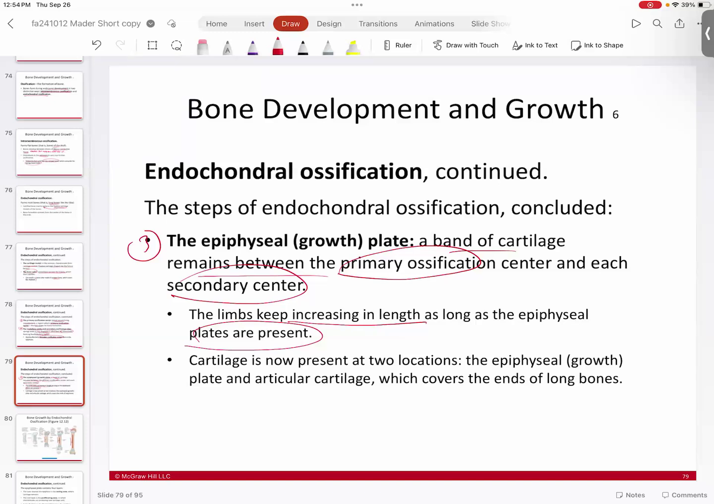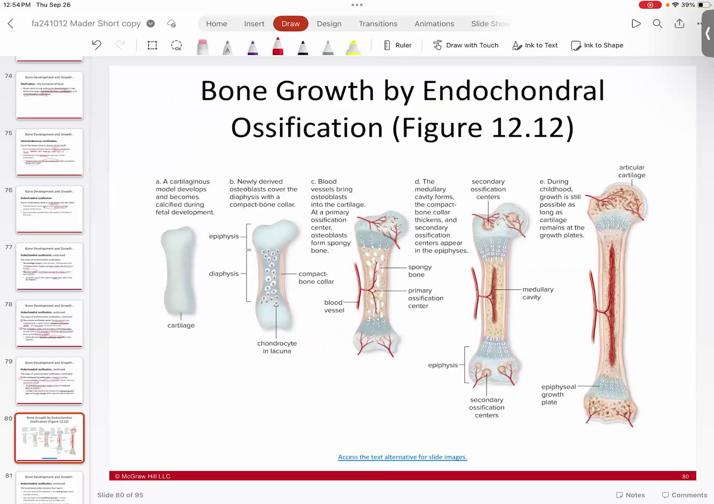And you keep adding layer and layer and layer of bone to the length of your femur, which is what gives you your height. So you have two locations of cartilage right now. When you're between the ages of birth and 18, your growth plate is the one main area of cartilage, and also your articular cartilage, which you never lose. And this covers the ends of your long bones. So here's what it looks like.